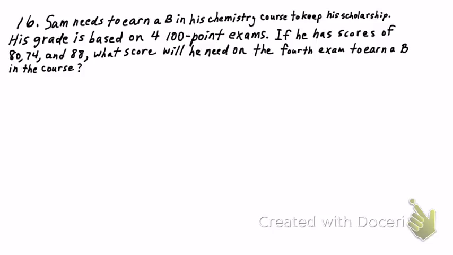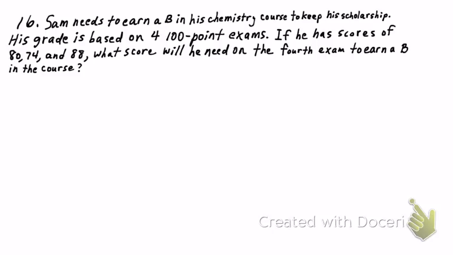So on the first one here, Sam needs to get a B in chemistry to keep his scholarship. His grade is based on four 100-point exams. If he has scores of 80, 74, and 88, what score will he need on the fourth exam to earn a B in the course? Alright, so let's look at this.